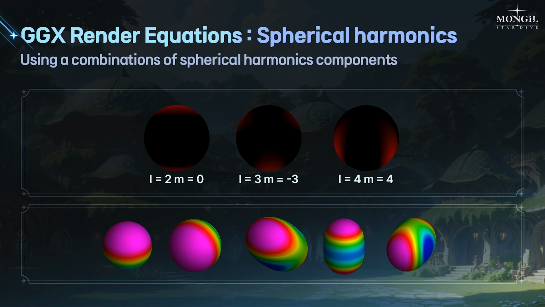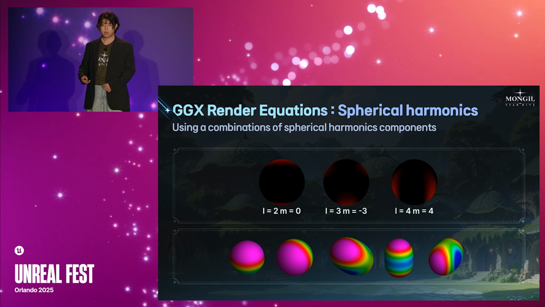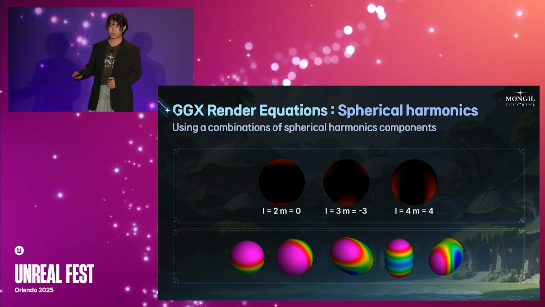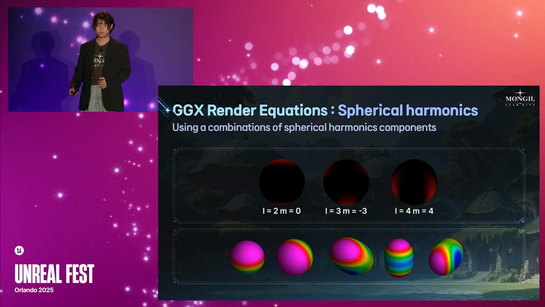It'll produce a simple basic lighting result, like the image in the middle left of the current page. But if you add a higher frequency term like L3 and M-3, the result becomes smoother and more aesthetically pleasing. And adding even more terms can further enhance the lighting quality, giving you a richer and more stylized look.